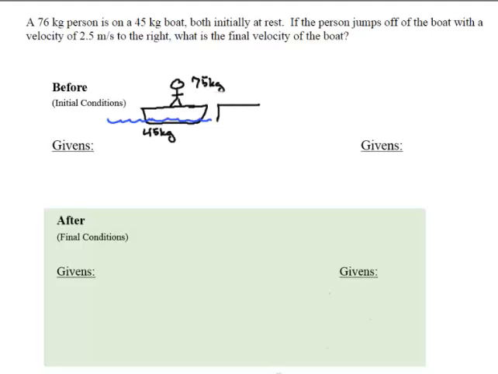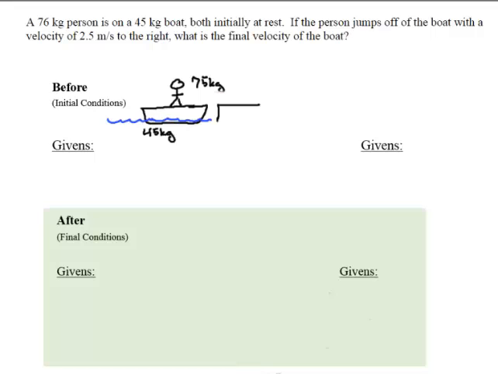A 76 kilogram person is on a 45 kilogram boat, both initially at rest. If the person jumps off the boat with a velocity of 2.5 meters per second to the right, what is the final velocity of the boat? Well, this is a law of conservation of momentum problem.